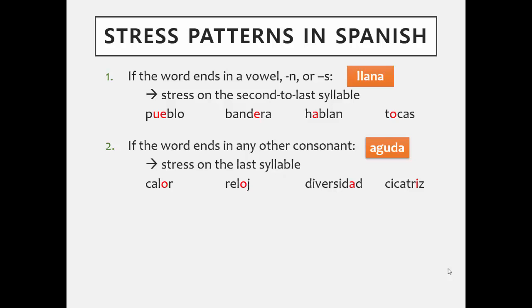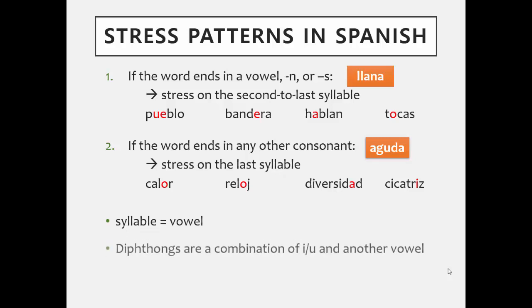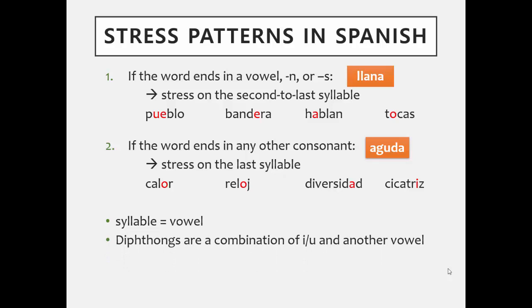When we talk about a syllable, remember we are counting vowels. We have to consider diphthongs as a syllable, as they act that way when it comes to the stress in a word. When we say for the first rule that the stress is on the second to last syllable, we really mean counting the vowels from the end. The same is true for the second rule.